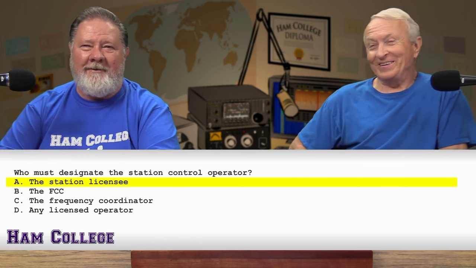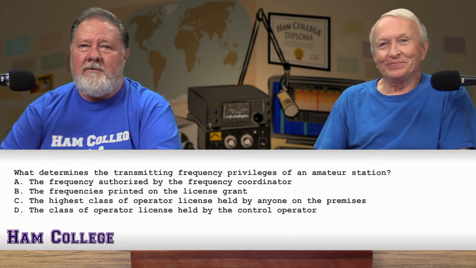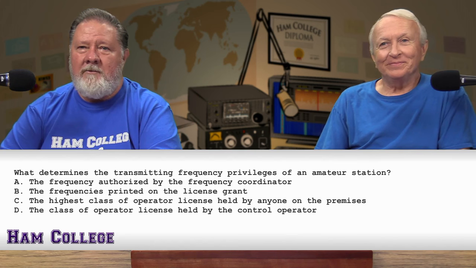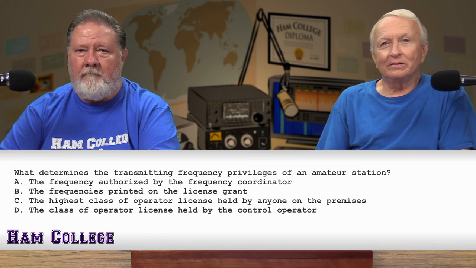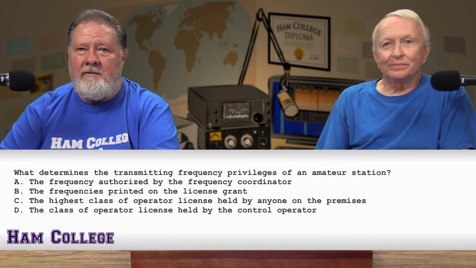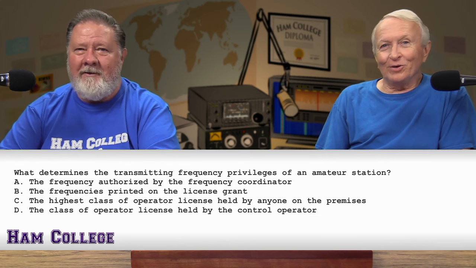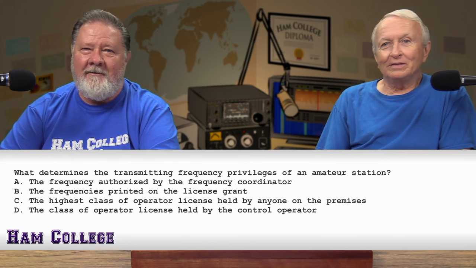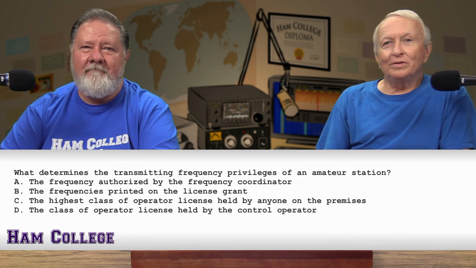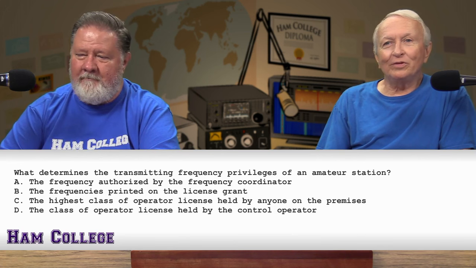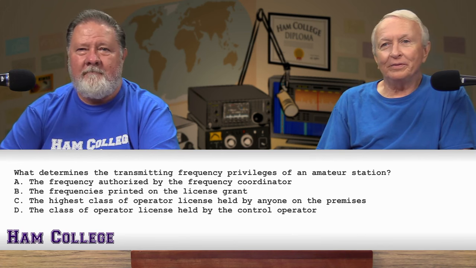They're about to, though. What determines the transmitting frequency privileges of an amateur station? A, the frequency authorized by the frequency coordinator. B, the frequencies printed on the license grant. C, the highest class of operator license held by anyone on the premises. Or D, the class of operator license held by the control operator.